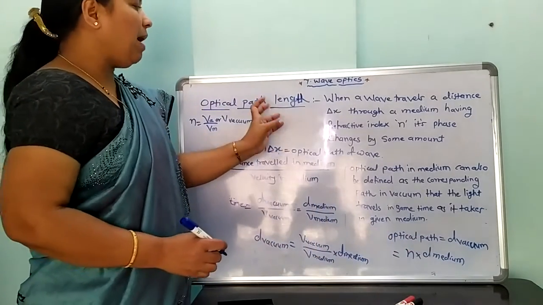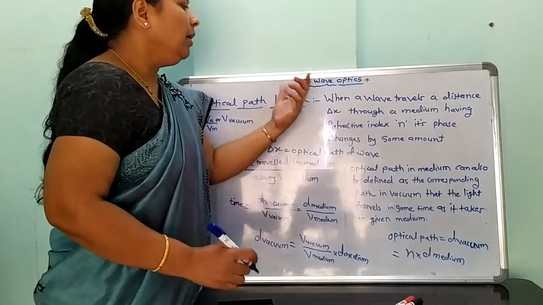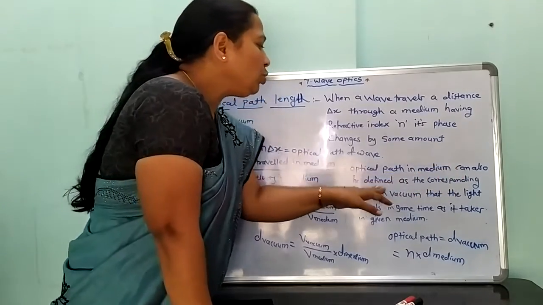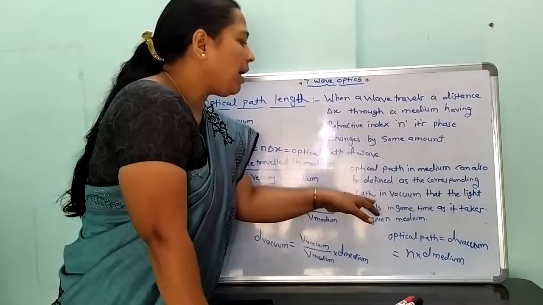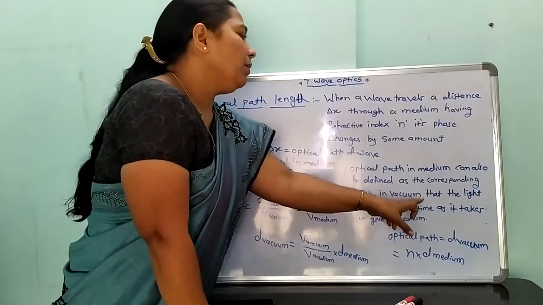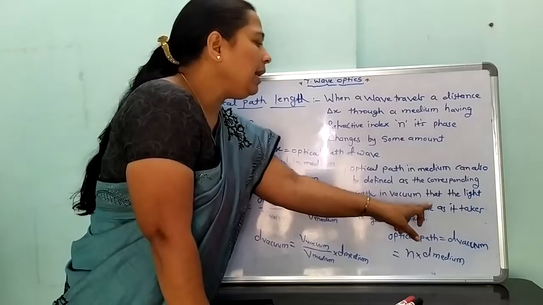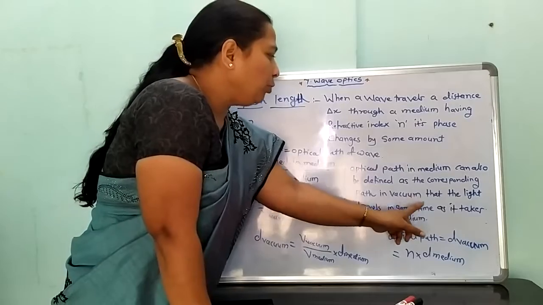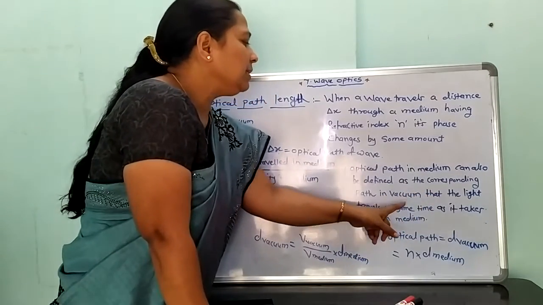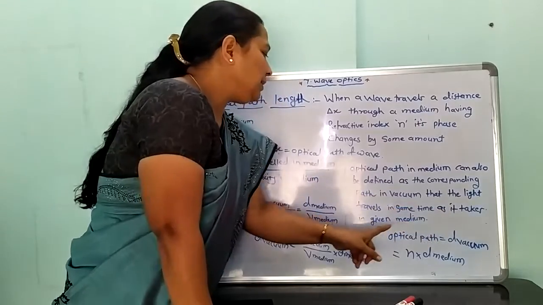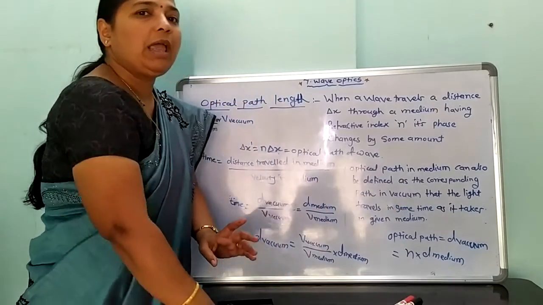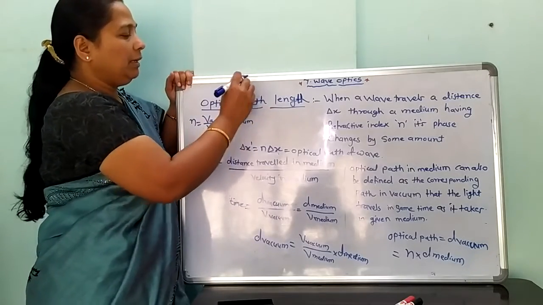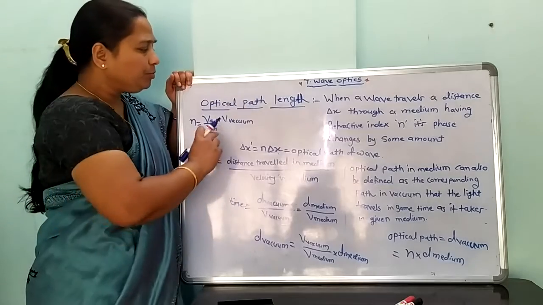Therefore, the definition of optical path length is: the optical path length in any medium can also be defined as the corresponding path in vacuum that the light travels in the same time as it takes in a given medium. That is the definition of optical path length.